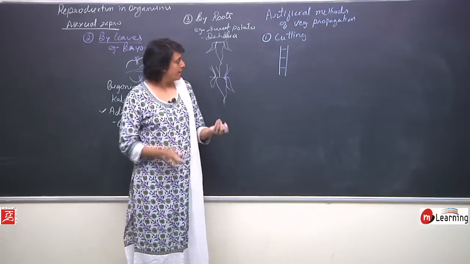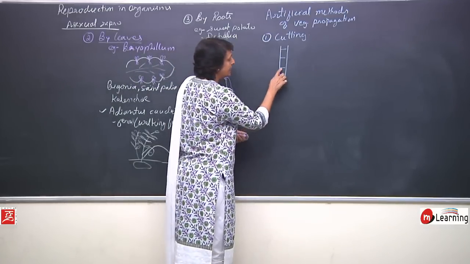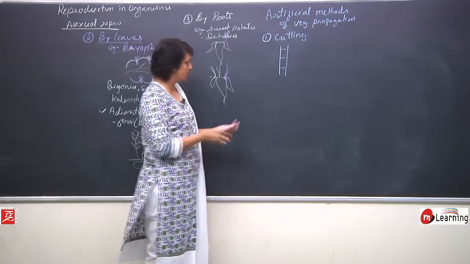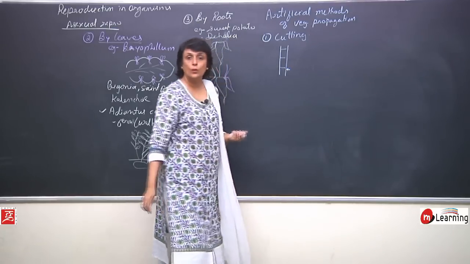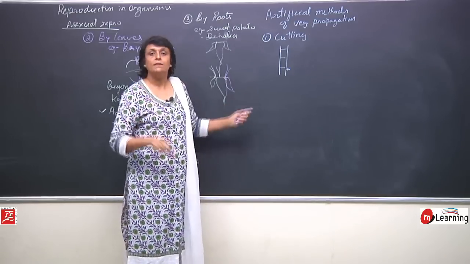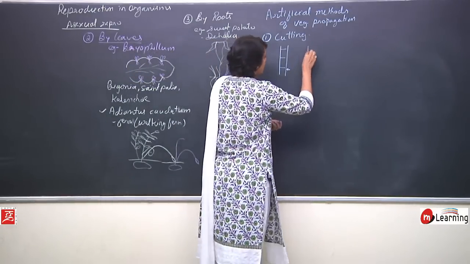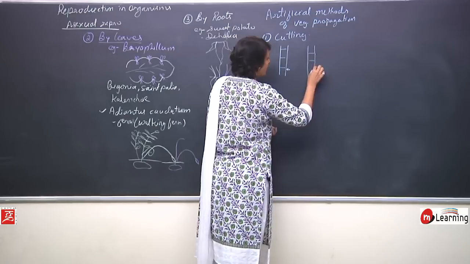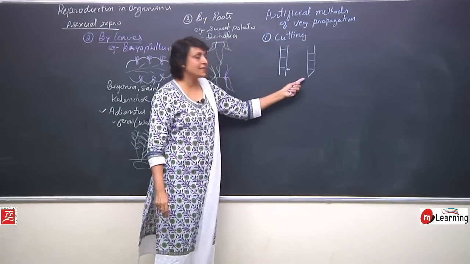Now we want to grow it. One thing which we have to keep in mind is that this node part where the meristematic tissue is should not get damaged. So we should cut it from a place which is slightly below the node. And instead of cutting it horizontally, the cut is always given in a slant. So the stem should be cut in such a manner that the nodes are not damaged and the cut is given in slant.